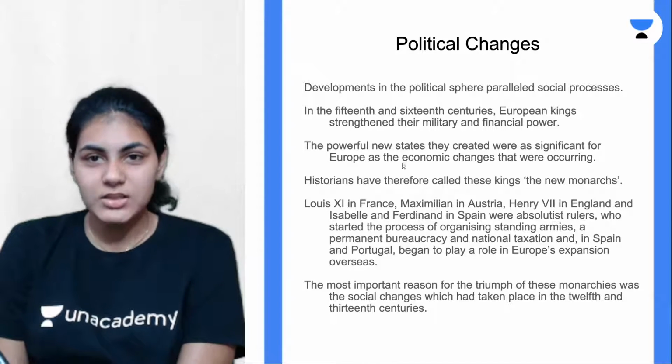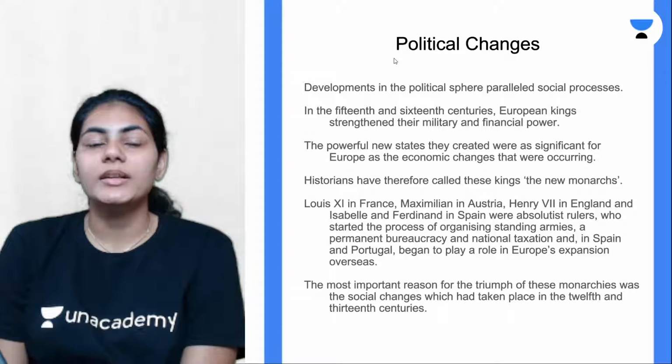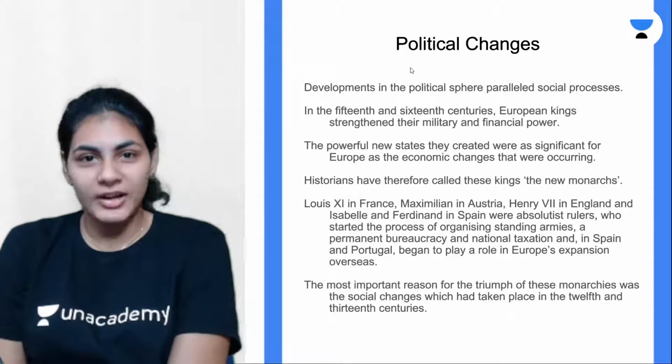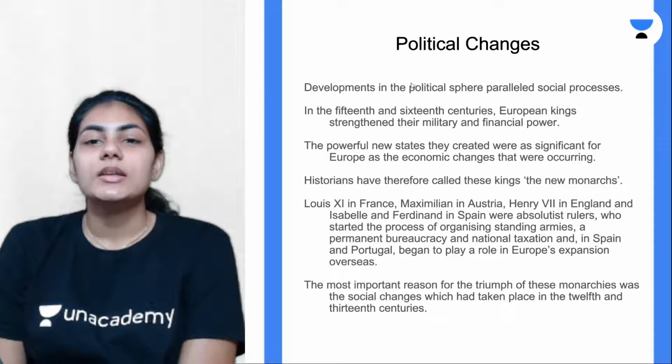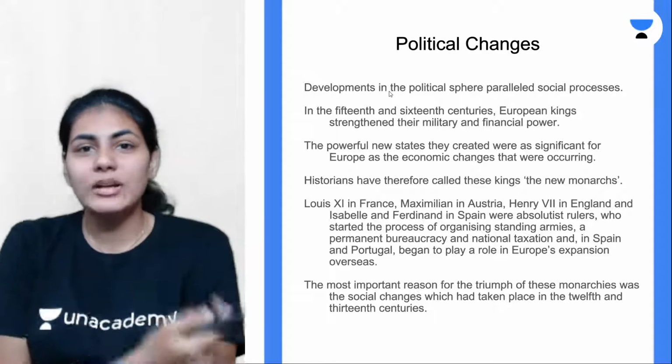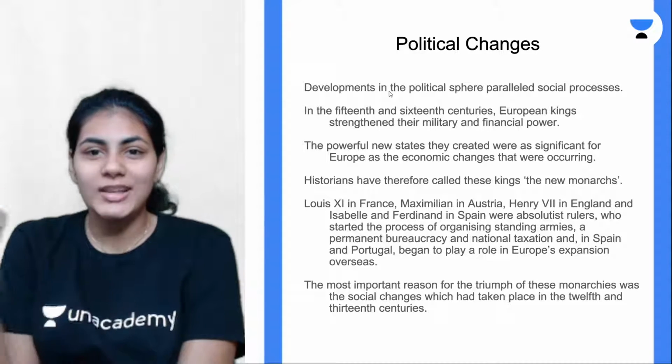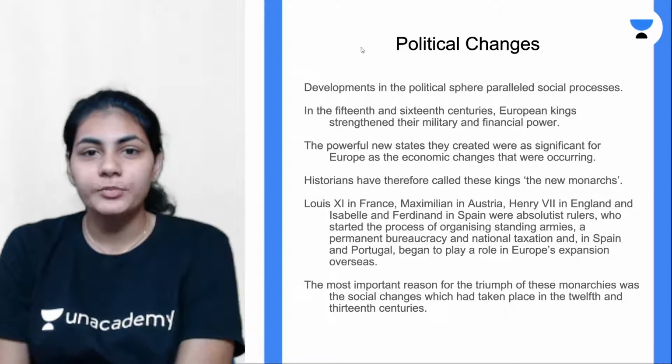Okay, that's about the social unrest. But now we'll quickly move on to the political changes, right? So we've talked about economic, we've talked about social. The last factor we have is political, right?